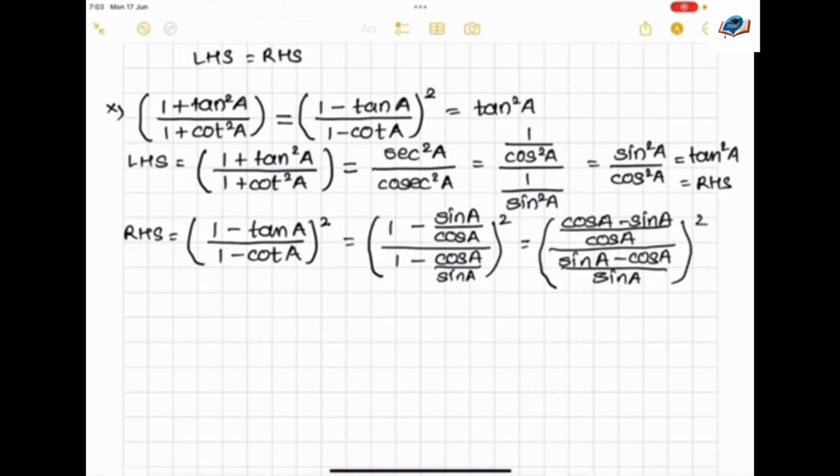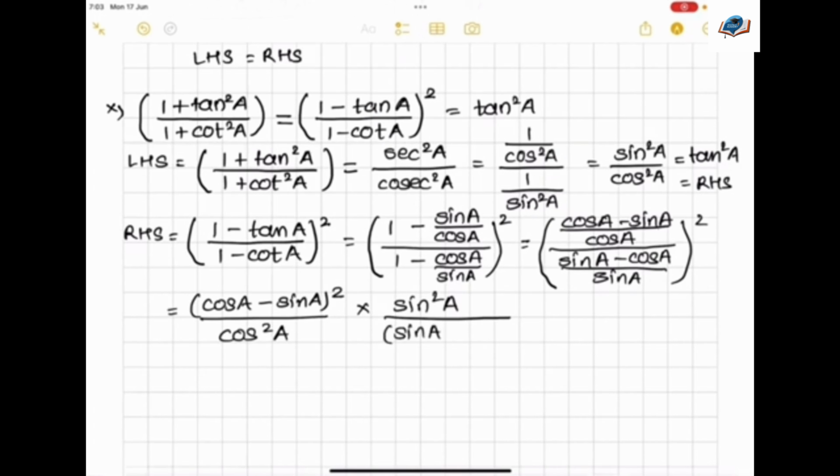So that will be equal to (cos A minus sin A) whole square upon cos square A, into sin square A upon (sin A minus cos A) whole square. So that will be equal to, see, the whole square will get cancelled, cos A minus sin A and sin A minus cos A. So sin square A upon cos square A. The reason is because minus sin, so whole square if I do it, I will get plus only. So that is equal to tan square A.